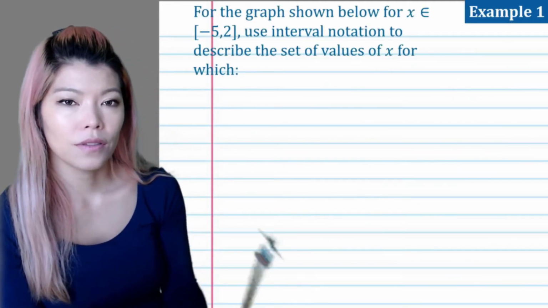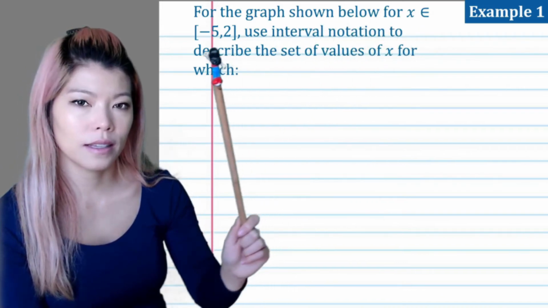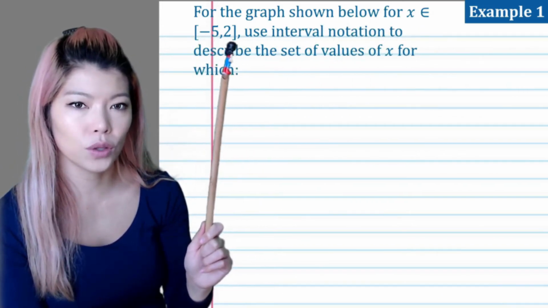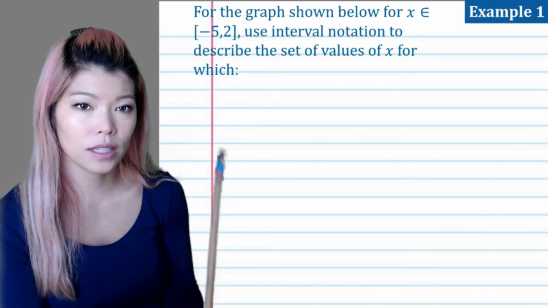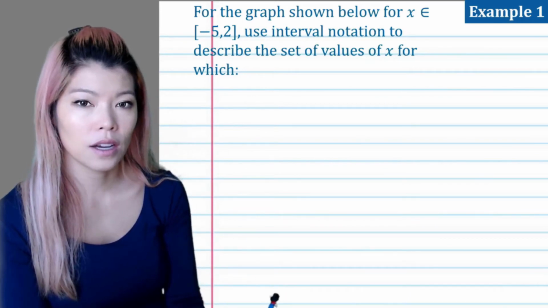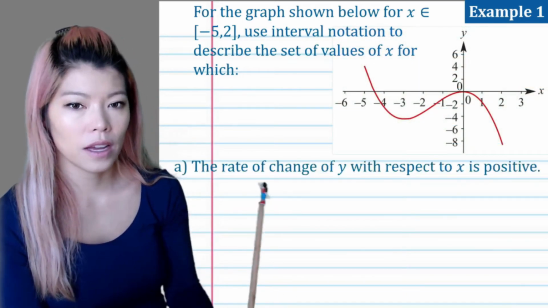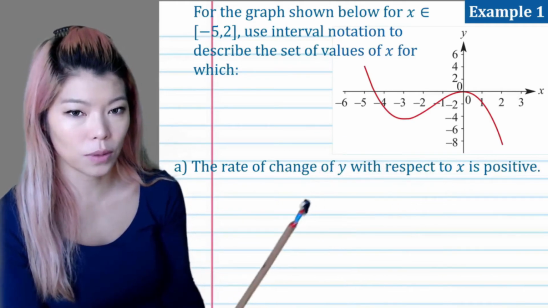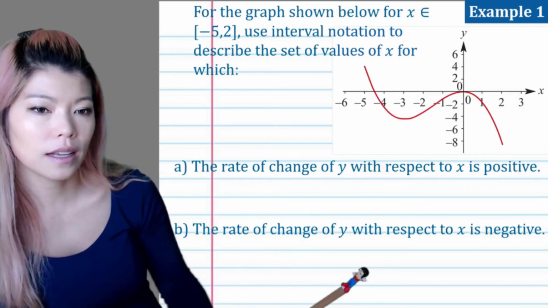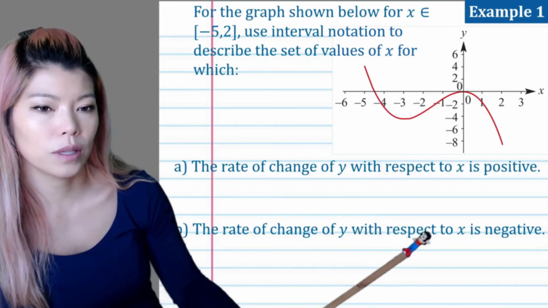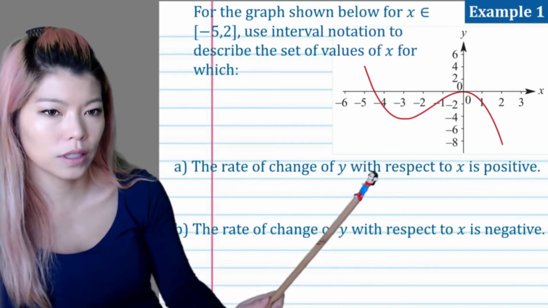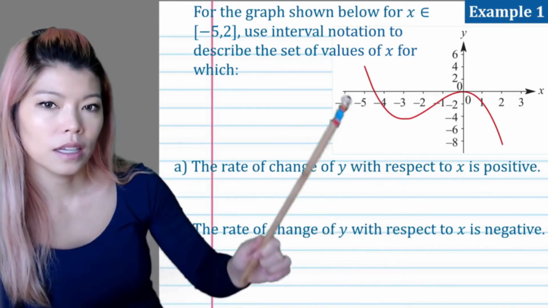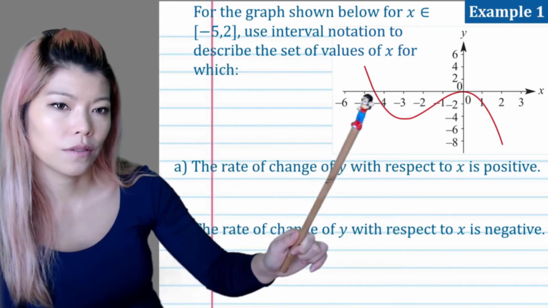Example 1. For the graph shown below, where x is an element between -5 and 2, use interval notation to describe the set of values for x for which the rate of change of y with respect to x is positive, so when the gradient is positive. And then we're going to look at when the rate of change with respect to x is negative, so when the gradient is negative. So between -5 and 2.